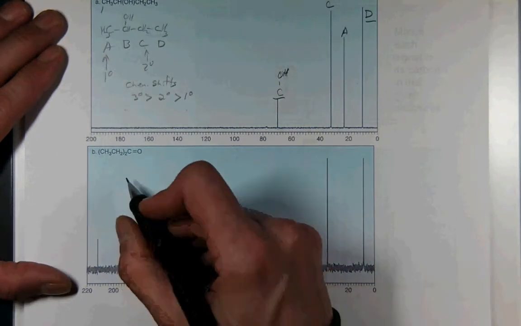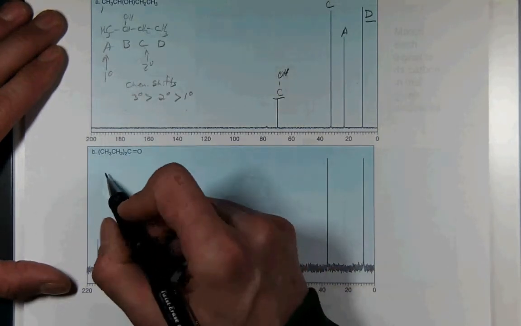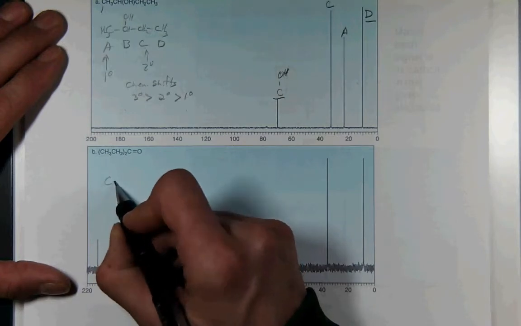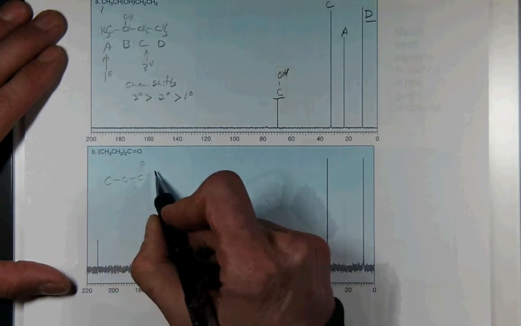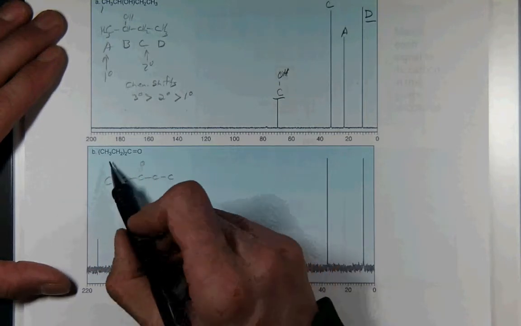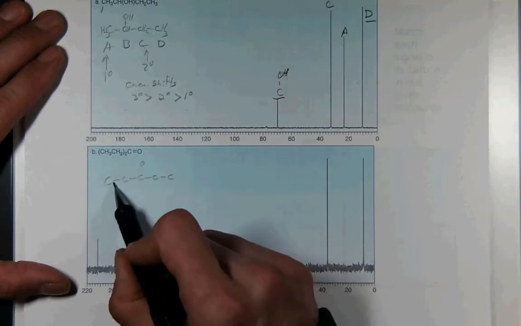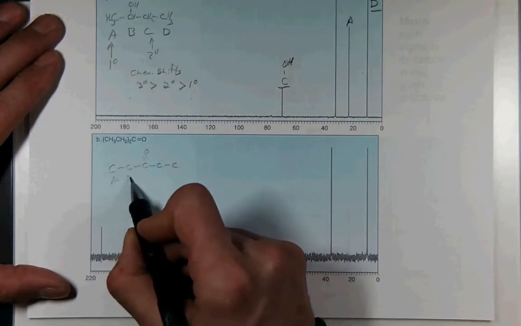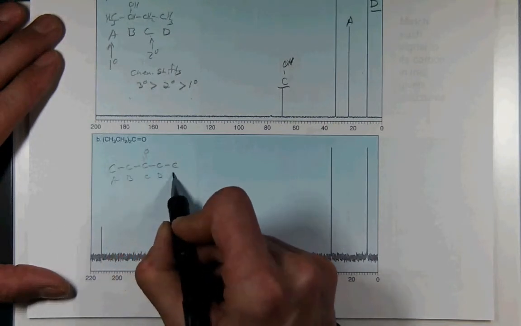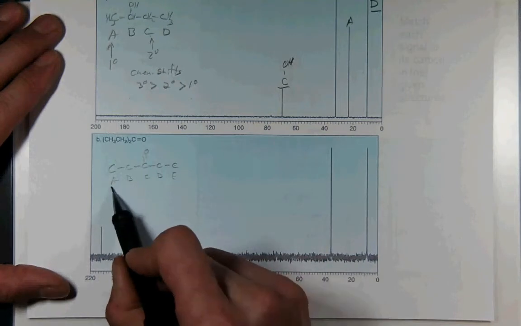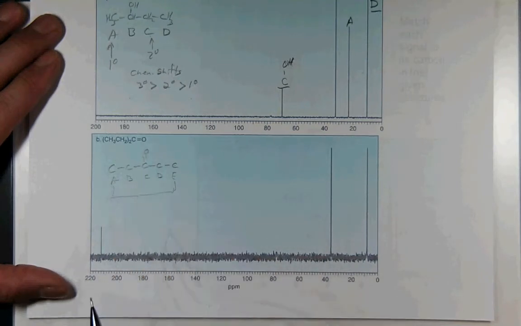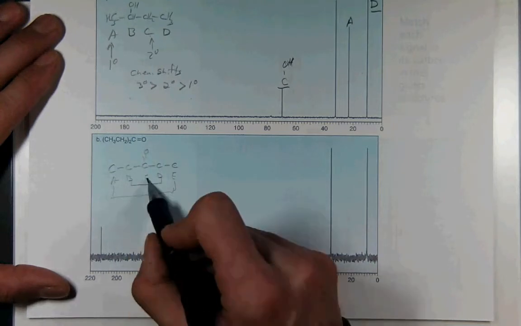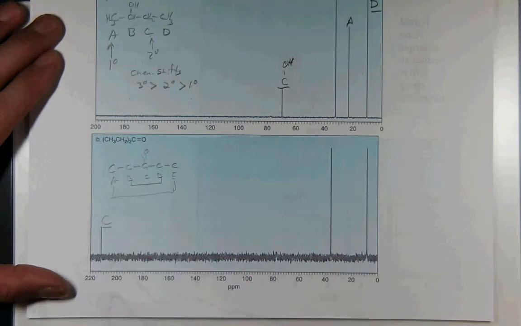Okay, here we have diethyl ketone, or it would be 3-pentanone, 1, 2, 3, 4, yeah, 3-pentanone. Again, we'll label these A, B, C, D, and E. Well, A and E are going to be the same. B and D are going to be the same. C on the carbonyl, easy to pick out here.